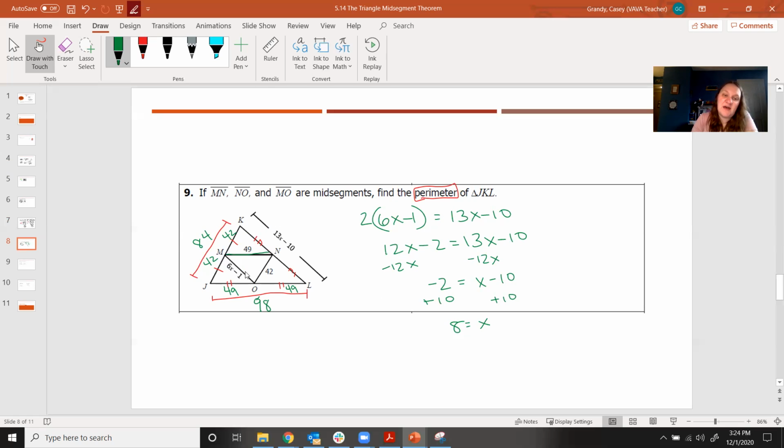So now I can find the length of MO. 6 times 8 minus 1. So MO is 47. And just to double check, 13 times 8 minus 10, 94. So now to find the perimeter of JKL, that's the big triangle, we're going to add these outside pieces together. 84, 94, and 98. So the perimeter of JKL is 276.